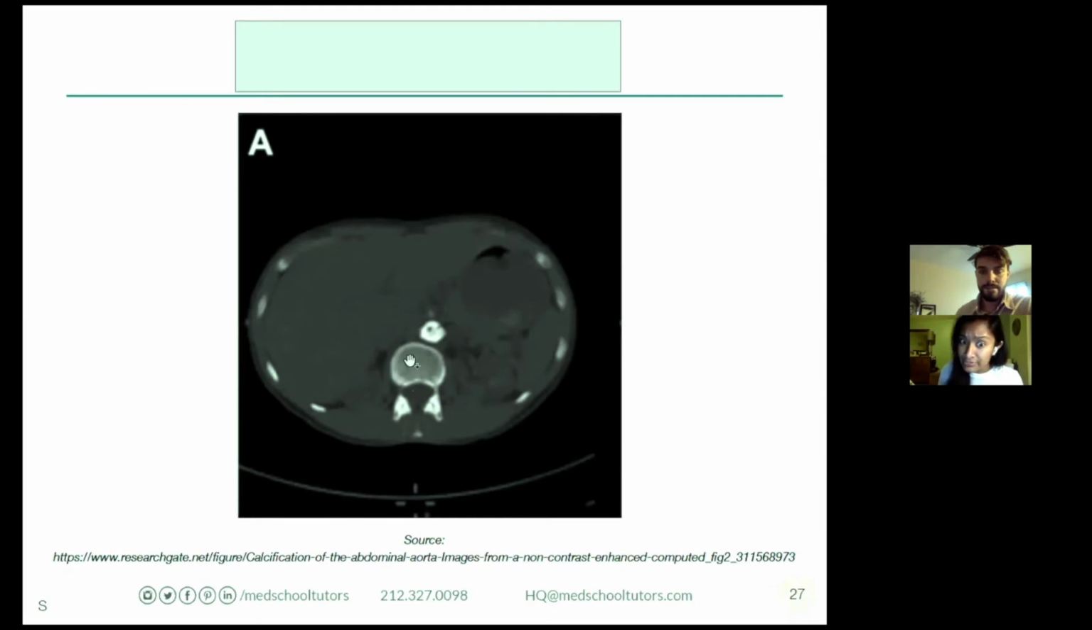However, the bone I can make out a lot better. I can see a very clear sclerotic rim. I can see the cortex here. The ribs are also much easier to determine.